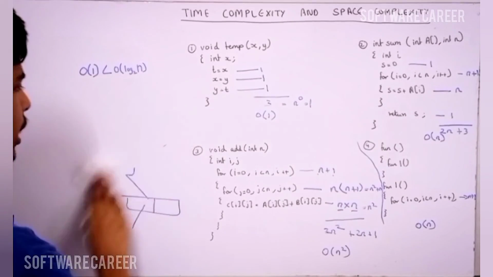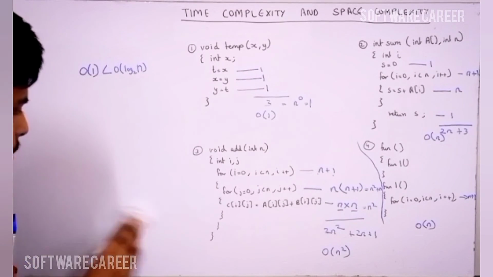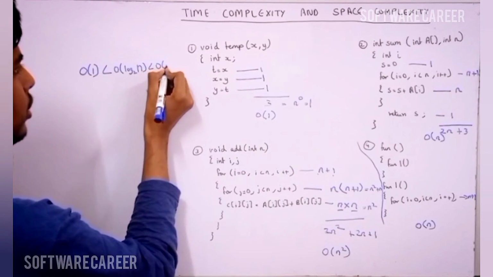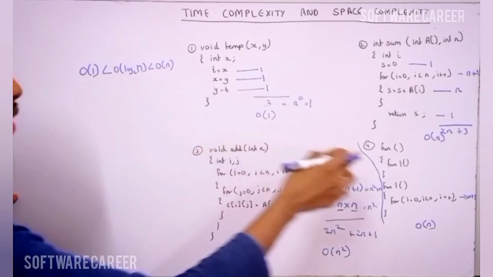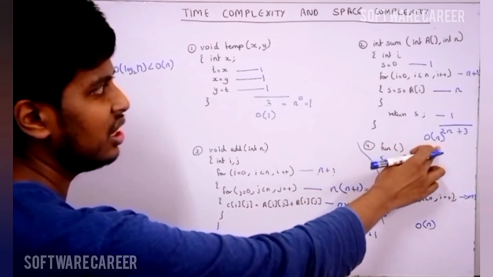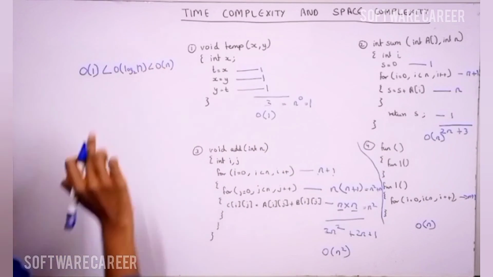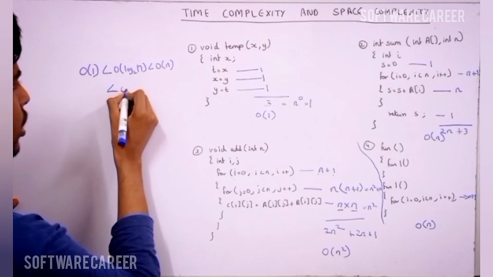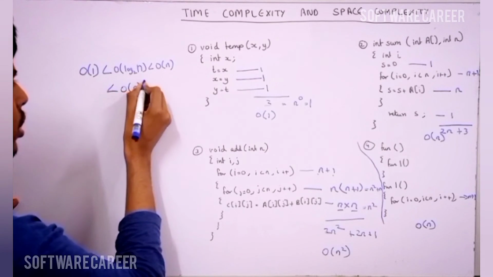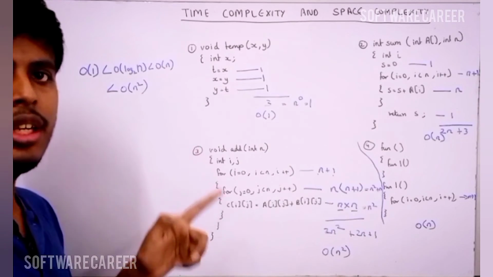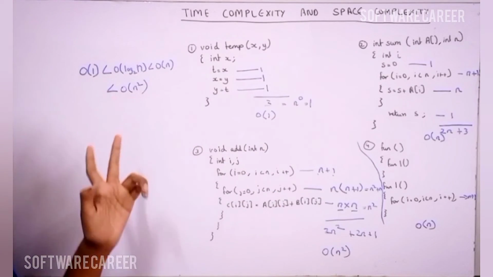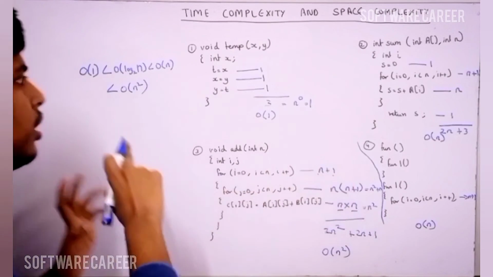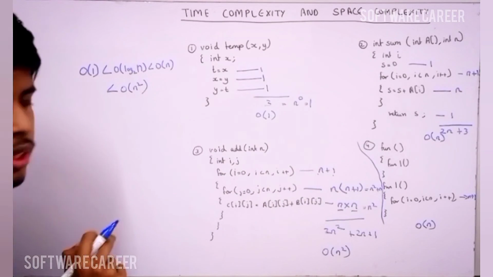Now the next greater time complexity is O of n. That is used in linear search, like we have seen earlier. Then the time complexity is O of n square. This is used in matrices, for searching every element: for every row we are searching every column. For that it's used, O of n square.